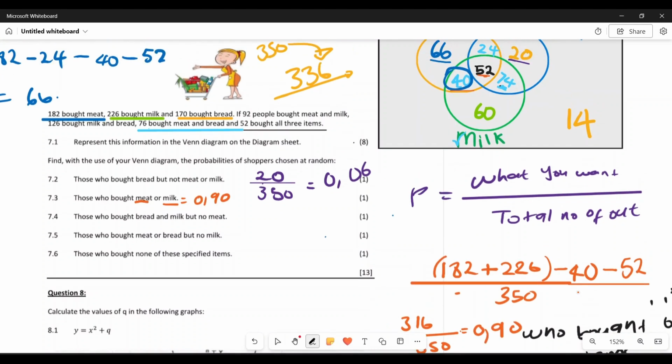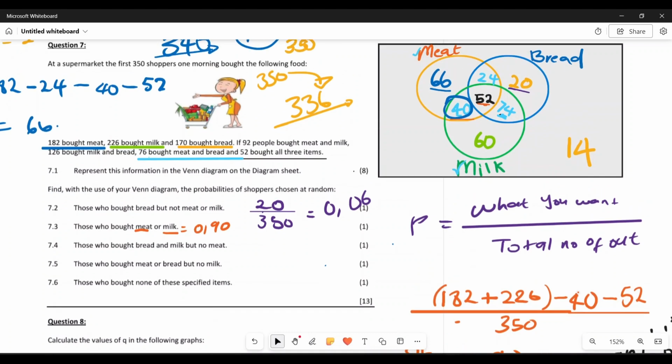What about the probability of those people who bought bread and milk but no meat? Here, they're telling us to calculate the probability of those people who bought bread and milk only, which is 74. So to calculate that probability, I'm going to say 74 divided by 350, my total. And in this case, my probability would be 0.21.